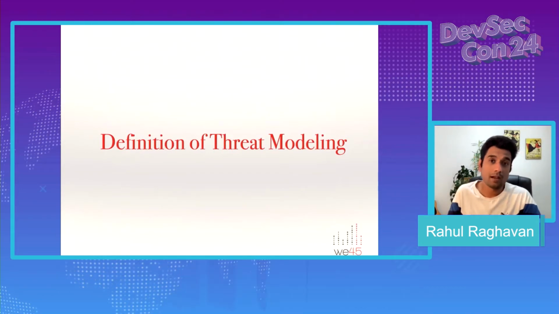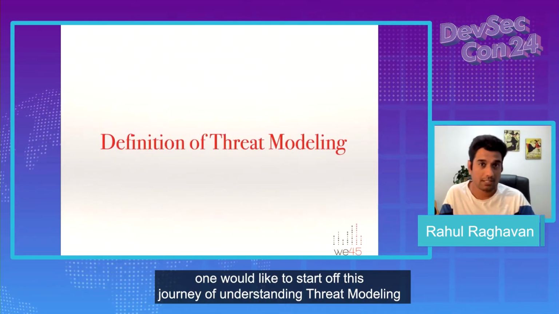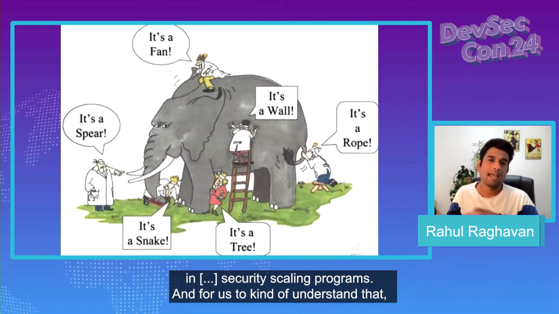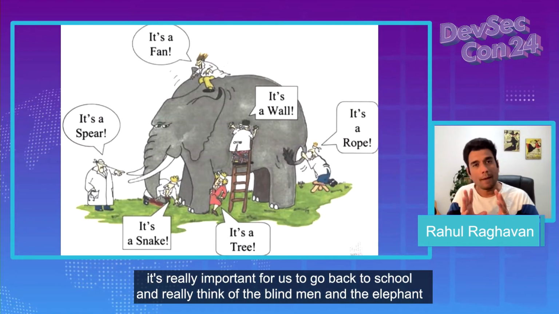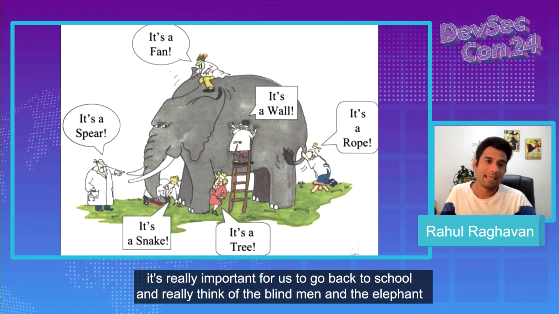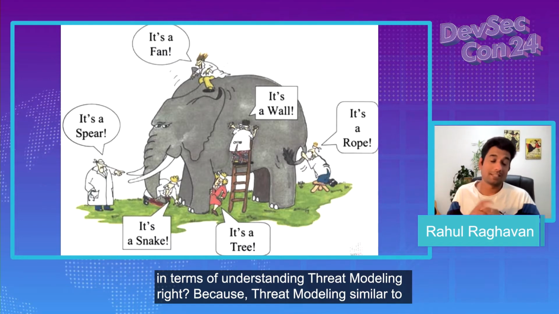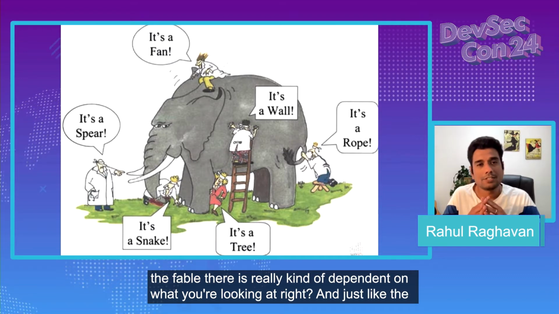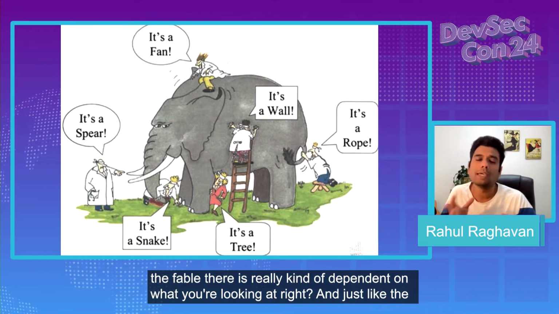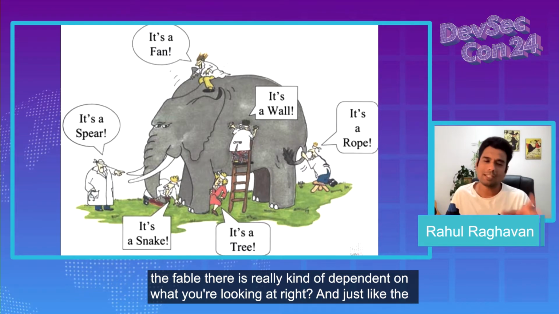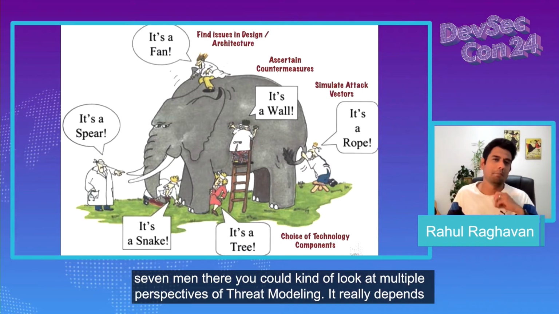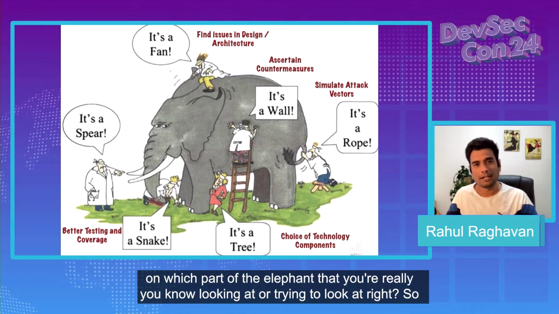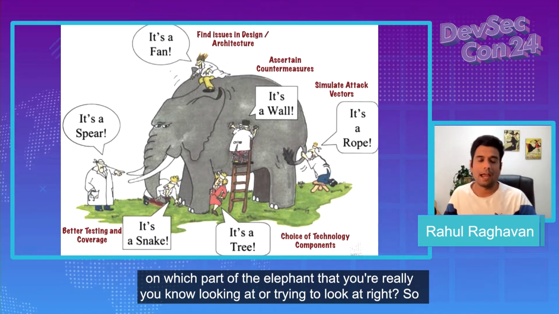And that's really where one would like to start this journey of understanding threat modeling in application security scaling programs. And for us to understand that, it's really important for us to go back to school and think of the blind men and the elephant in terms of understanding threat modeling, right? Because threat modeling, similar to the fable, is really dependent on what you're looking at, right? And just like the seven men there, you could look at multiple perspectives of threat modeling. It really depends on which part of the elephant you're looking at or trying to look at, right?